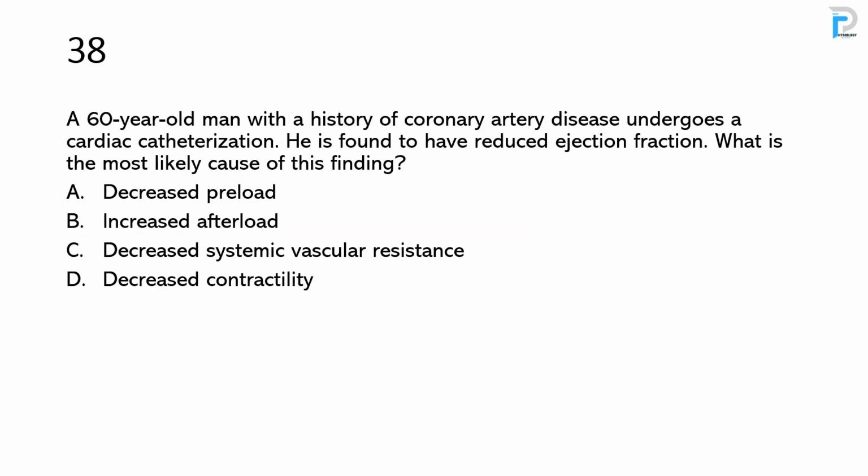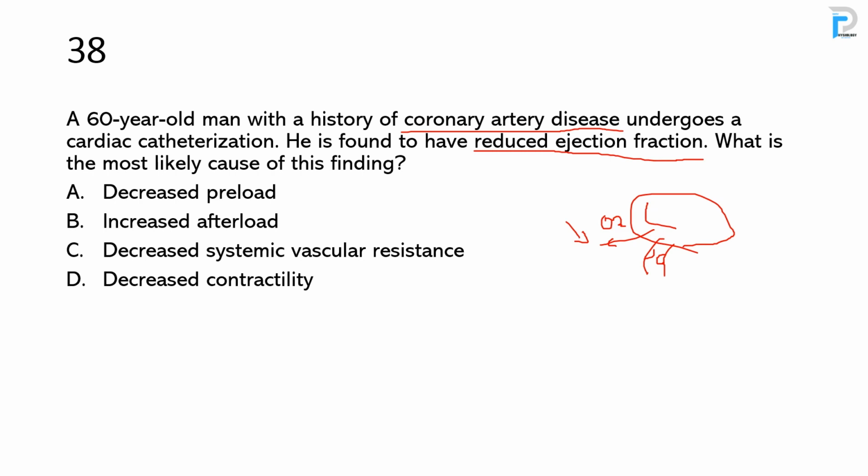A 60-year-old man with a history of coronary artery disease. Coronary artery disease means the coronary arteries that supply the cardiac muscle have some sort of ischemia. There is a decrease in the coronary blood flow to the cardiac muscle, meaning the cardiac muscle is not getting enough oxygen. There is a lack of oxygen supply to the cardiac muscle. He undergoes cardiac catheterization, that is to open the coronary and improve the perfusion of the cardiac muscle. He is found to have reduced ejection fraction.